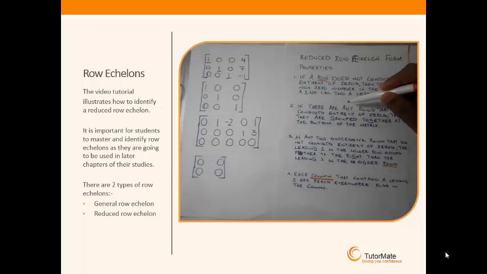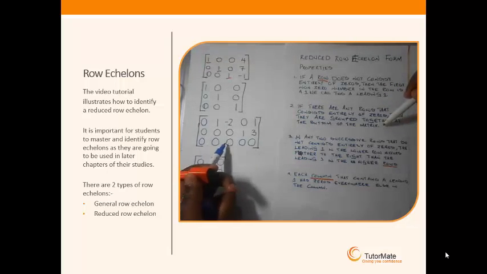The second property says that if there are any rows that consist entirely of zeros, then they are grouped together at the bottom, like here, where the row is put at the bottom.